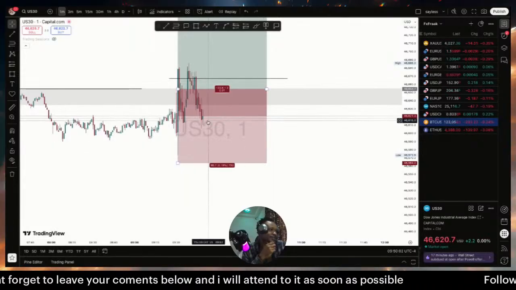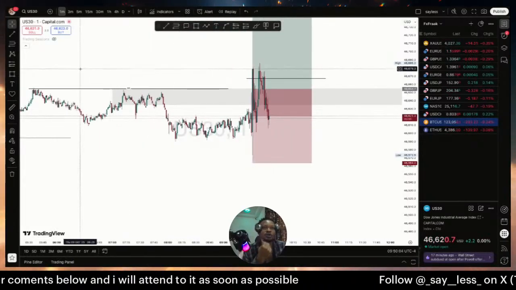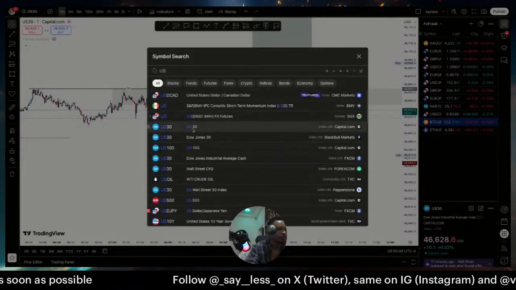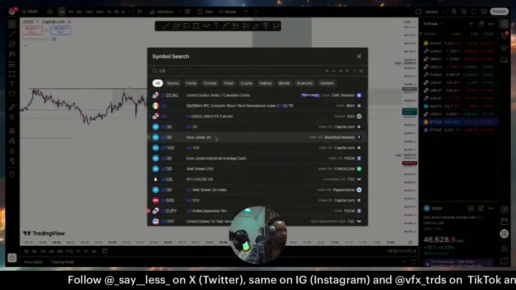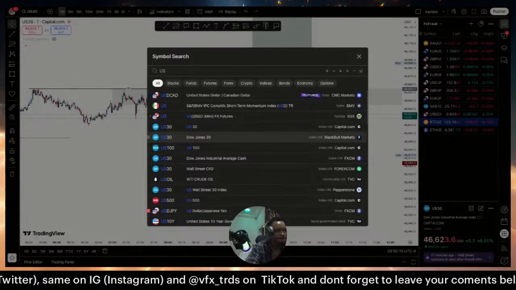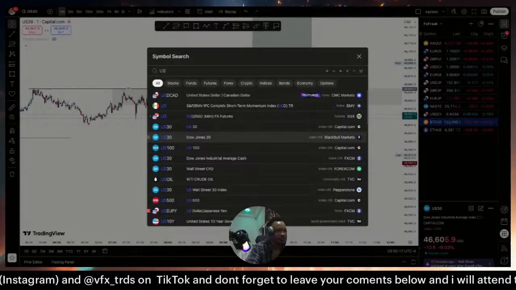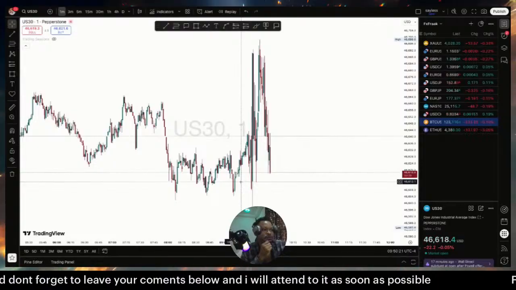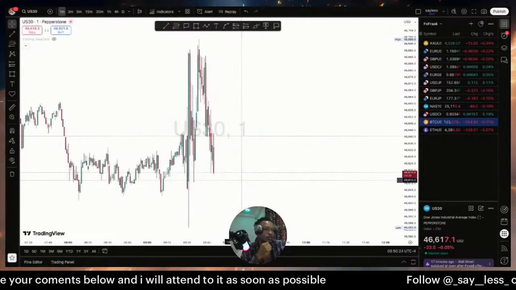Another thing again, this chart from capital.com doesn't do justice. It's too sluggish. It's not moving the way I want it to move. So let's look for another one. There's so many of them. So let's use Pepperstone and see. Okay, so this is Pepperstone.